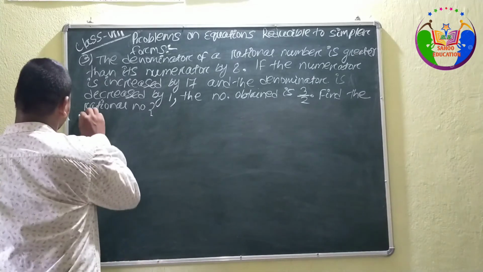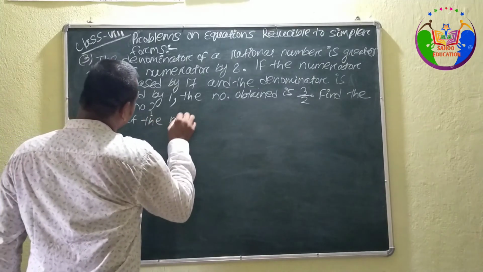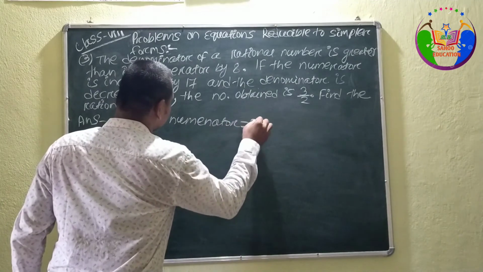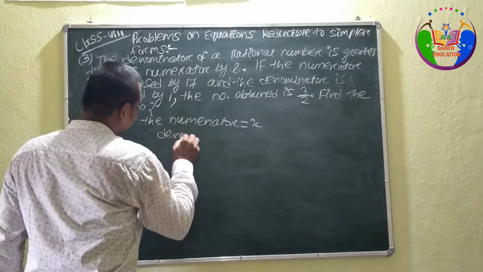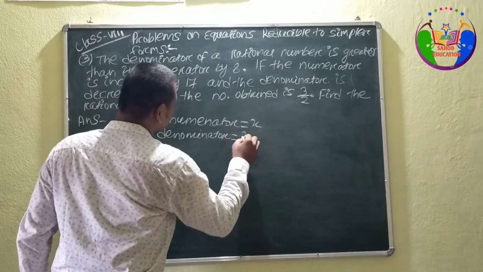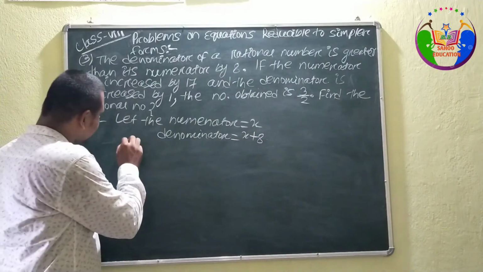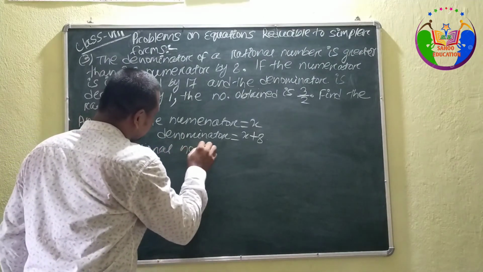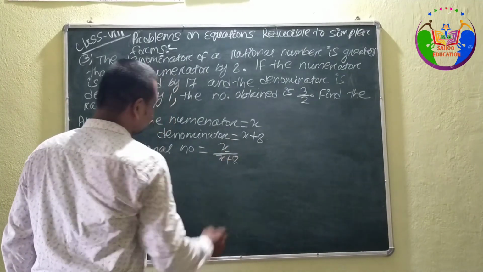So let us write down, let the numerator is equal to x, then denominator is equal to x plus 8. Then the rational number is equal to x by x plus 8.